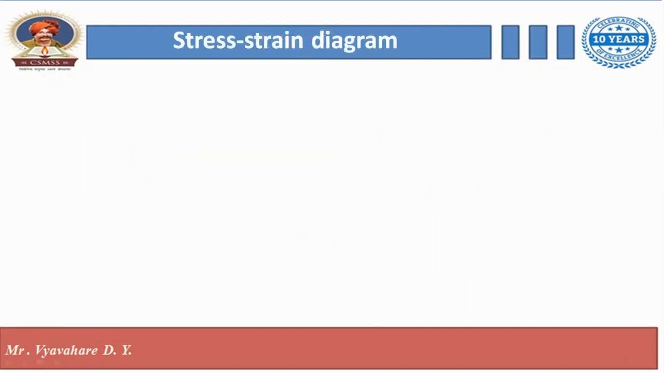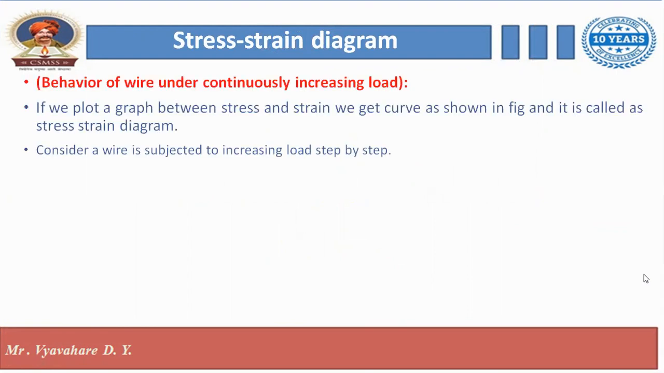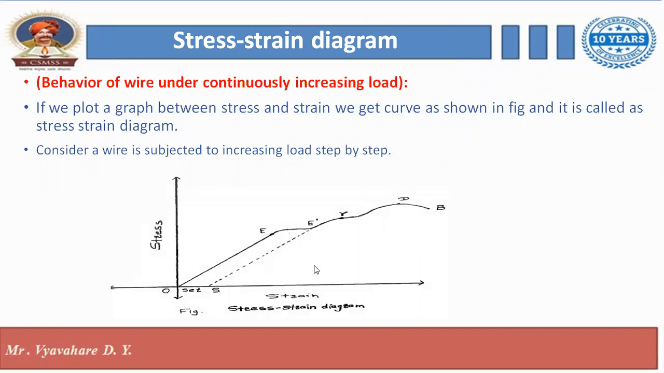Stress strain diagram. Behavior of wire under continuously increasing load. We plot a graph between stress and strain. That is, we get a curve as shown in the figure like this. This is the stress. This side is strain.